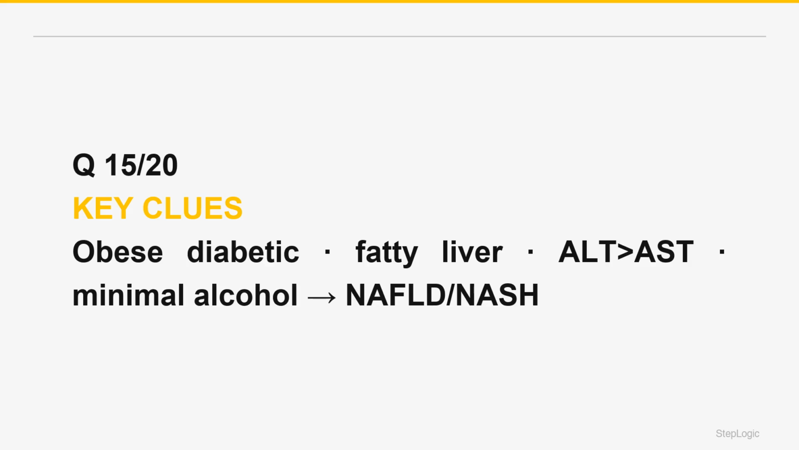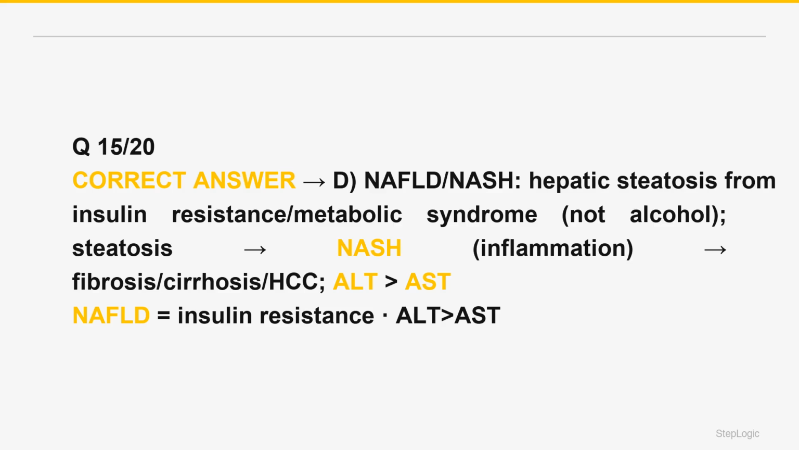This is non-alcoholic fatty liver disease, NAFLD, the most common cause of chronic liver disease in developed countries. It is the hepatic manifestation of metabolic syndrome. Insulin resistance, obesity, type 2 diabetes, and dyslipidemia drive accumulation of triglyceride fat in hepatocytes, steatosis, by definition without significant alcohol use. The transaminases are mildly elevated with ALT greater than AST, the reverse of alcoholic liver disease, where AST to ALT is roughly 2 to 1.